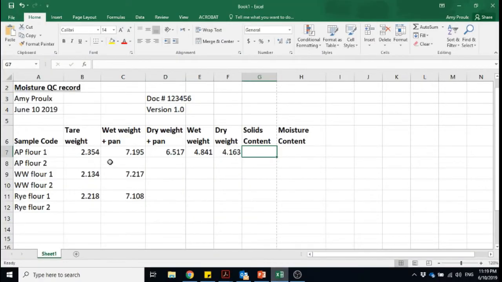In our Excel document, I've just put some of the basics that a good quality control record is going to have. You have the name of your analyst, you have the date that you collected your data, you have the document that you're working from and the version code, and then from there we're collecting all the different pieces of information. I've got some imaginary information here, but let's say we're measuring the moisture content in all-purpose flour. Typically, you are going to do duplicates, possibly triplicates on that sample to make sure that you have a representative sampling of that product.